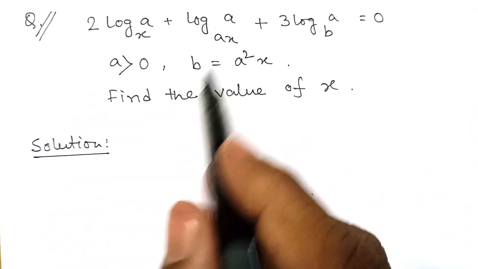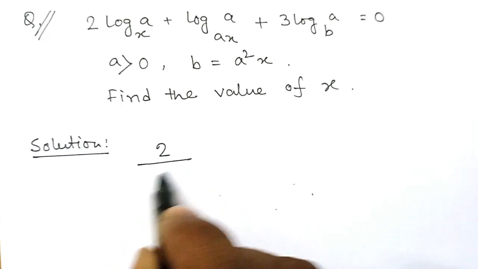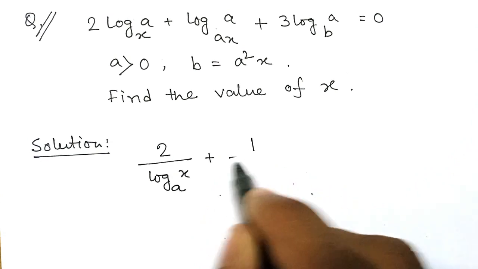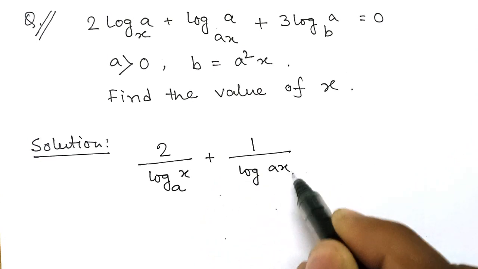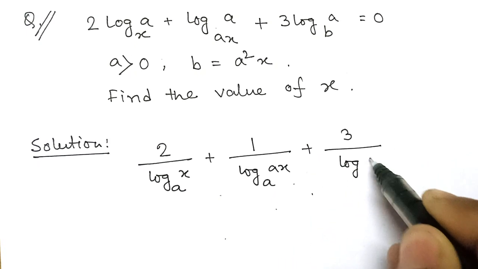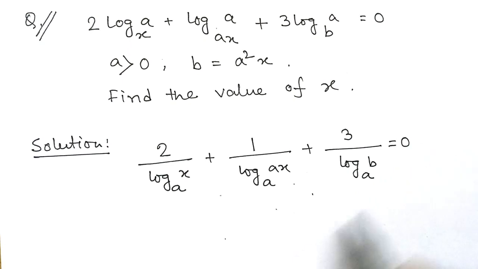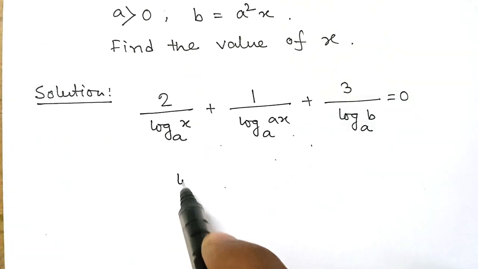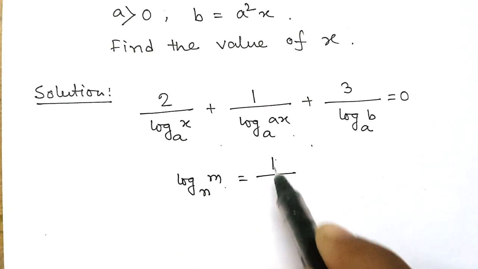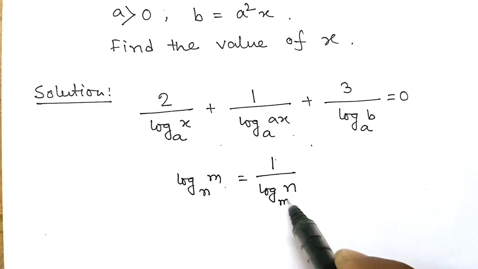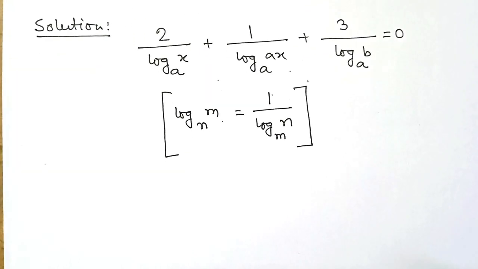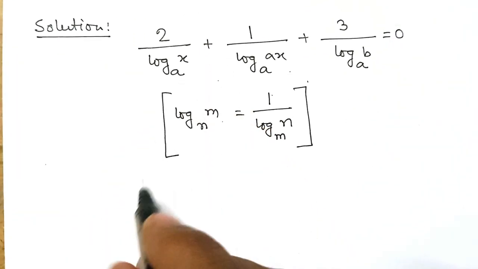Now we can rewrite this equation as 2 divided by log x to the base a plus 1 by log ax to the base a plus 3 by log b to the base a is equal to 0, because we know that log of m to the base n is equal to 1 by log n to the base m. Now we will further simplify the left hand side.